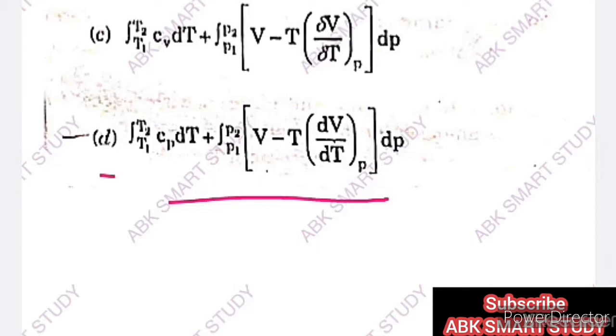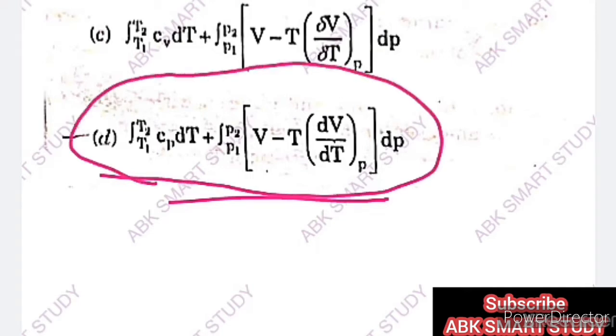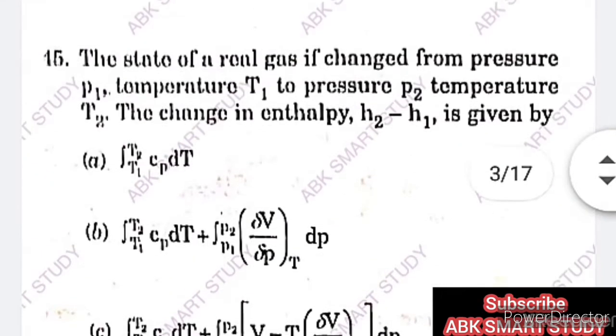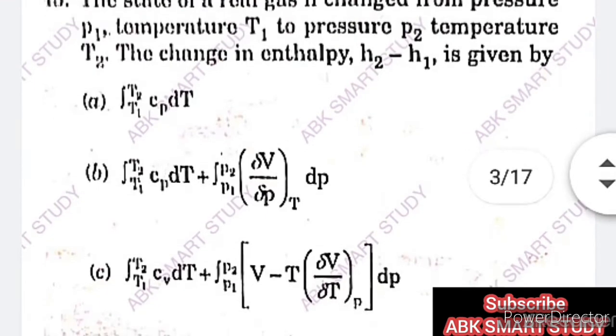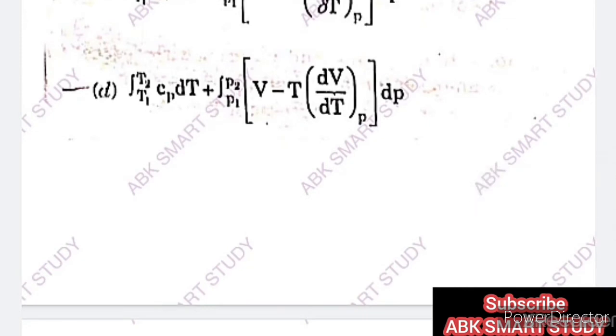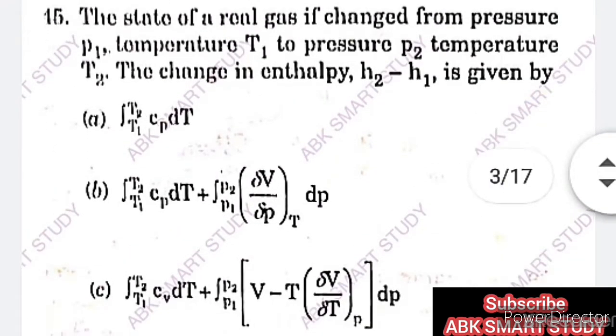So here option D is correct, that is, the enthalpy change H2 minus H1 is given by the integration of T1 to T2 Cp dT plus the integration of P1 to P2 of (V minus T (∂V/∂T) at constant P) dP. So here D is the correct answer for the given problem. Next question.